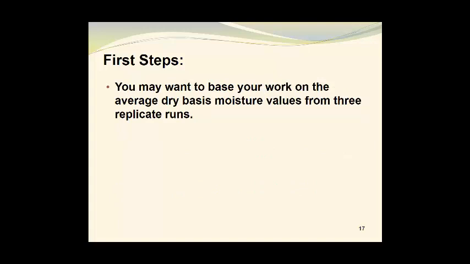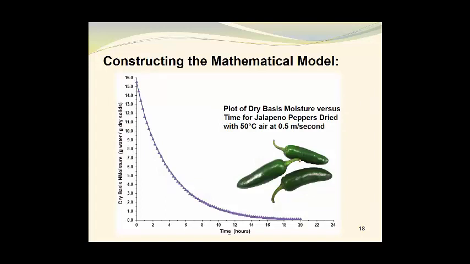You may want to base your work on the average dry basis moisture values from your 3 replicate runs. This is what has been done here. So here we see a plot of the dry basis moisture versus time for jalapeno peppers dried with 50 degrees Celsius air at a velocity of 0.5 meters per second.